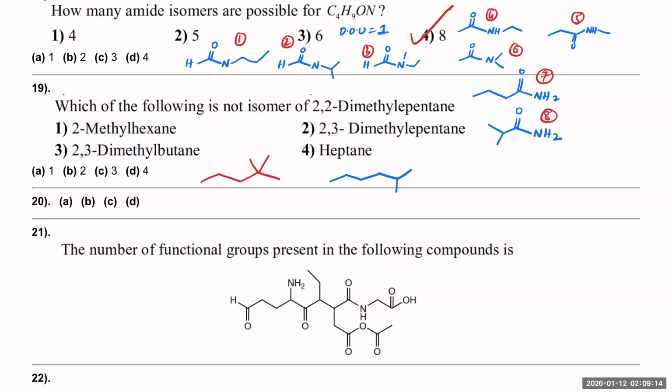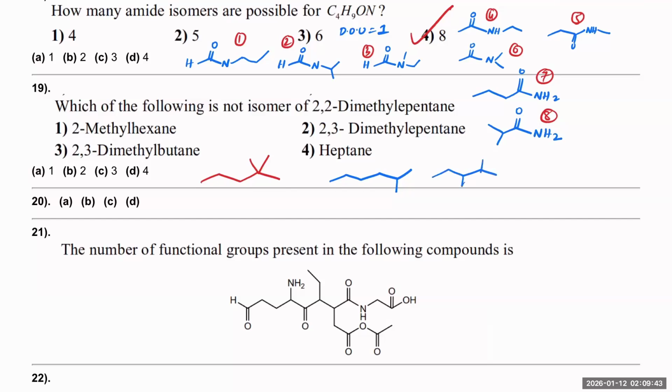Okay. Next. If you take 2,2-dimethyl pentane, the number of carbons will be 1, 2, 3, 4, 5, 6, 7. Here also we have 1, 2, 3, 4, 5, 6, 7. So there is no problem in both the cases. So the first one is matching. So 2-methyl hexane. Second one, 2,3-dimethyl pentane. Same pentane, 2, 3. So that is also matching.